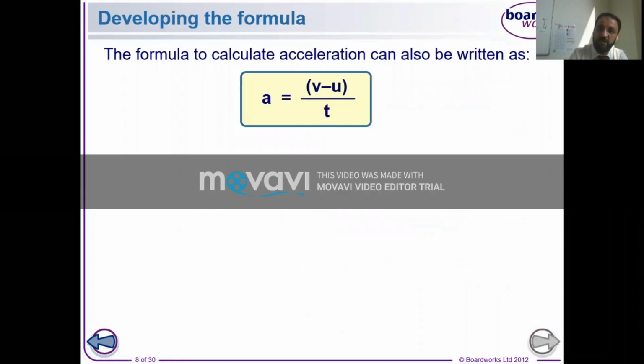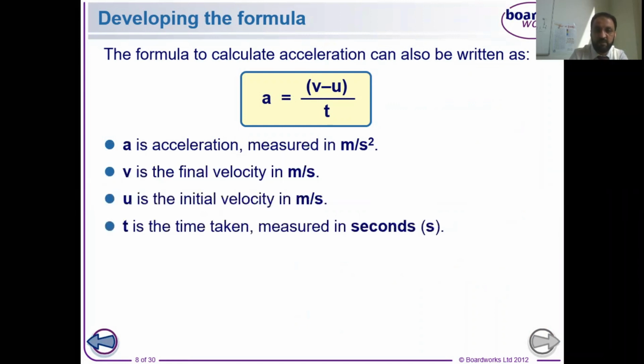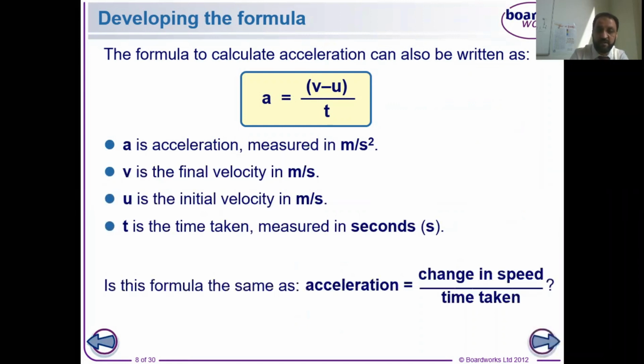So this is the formula now in mathematical form: a equals v minus u by t. Remember, v is the final velocity and u is the initial velocity, a is for acceleration and t is for time.